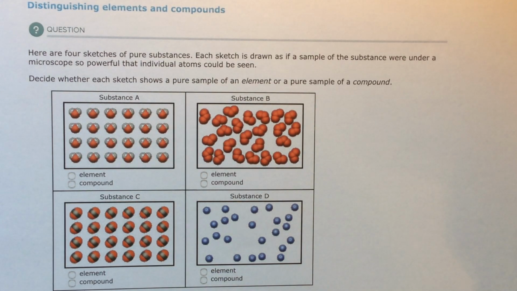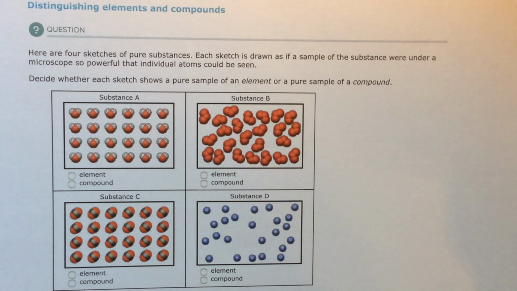So here's a picture. This represents what you would see if you could look at something very highly magnified, and you can see that each color is representing one type of matter, so one type of element. This is a very simple lesson. You're just distinguishing between elements and compounds.